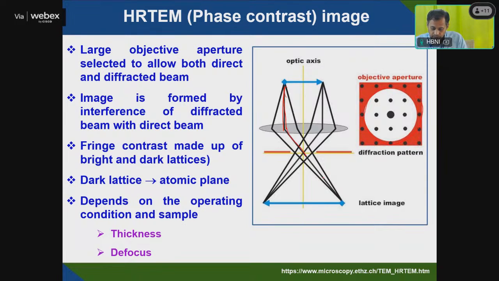it will take both. You can see here both the direct beam, this is the direct beam coming on the sample surface, and this is the diffracted beam that is also coming onto the sample surface. So both diffracted and direct beams come into the picture in the case of high resolution, which is called phase contrast imaging. Here you will get the thickness, and depending upon the operating condition and the thickness of the material, you will be able to properly focus to get the HRTEM image.